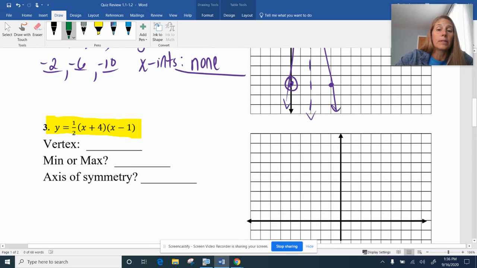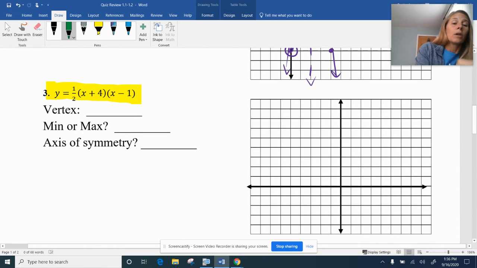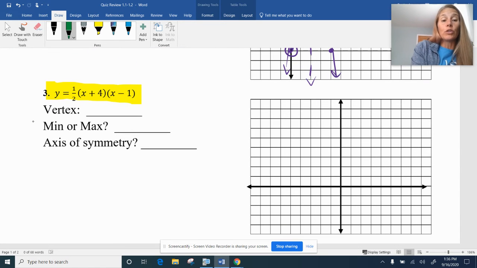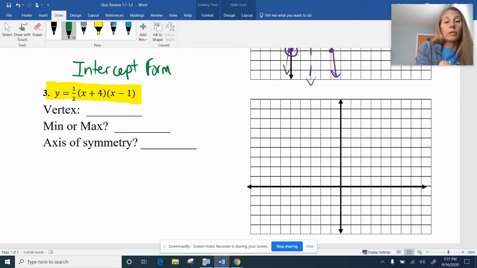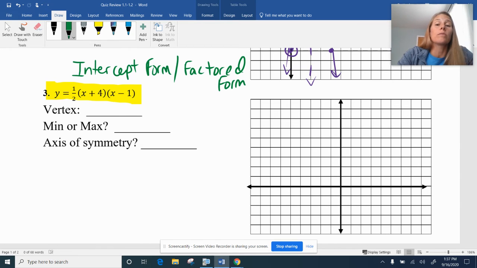Okay, so that brings us down to the third example. This form here, when we have the two sets of parentheses with the a value in front, is called intercept form. It also can be sometimes referred to as the factored form. Okay, so either of those is referring to the same thing here.